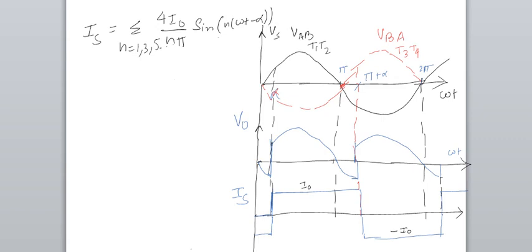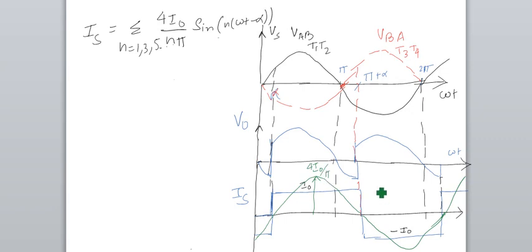Let us draw the fundamental. It will start from here. The green one is my fundamental, and this is my peak value, which is 4 I naught by pi.